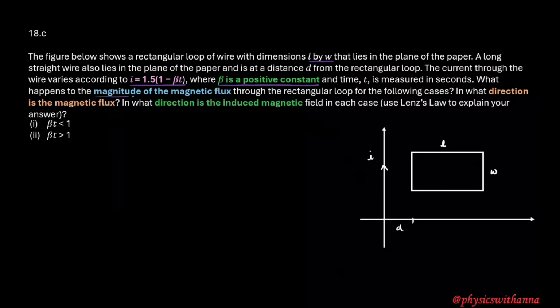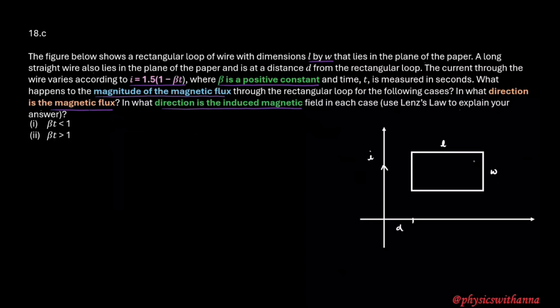What happens to the magnitude of magnetic flux through the rectangular loop for the following cases? In what direction is the magnetic flux? In what direction is the induced magnetic field in each case? Use Lenz's law to explain your answer.